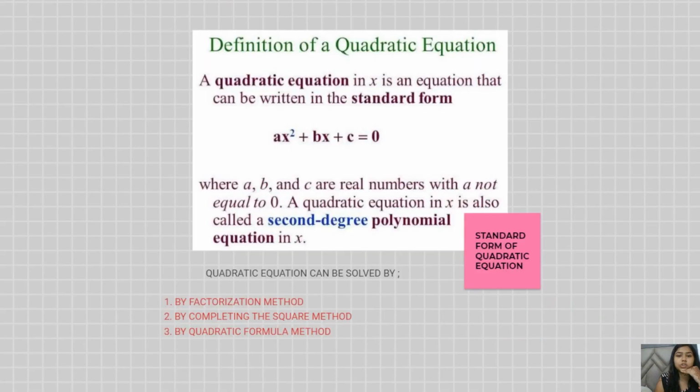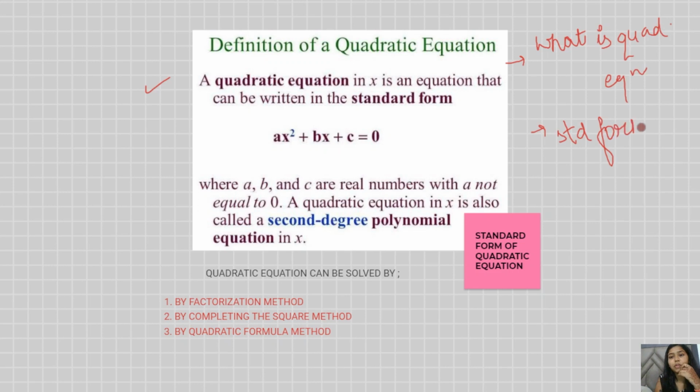Now let's move to the definition, what a quadratic equation actually means. In this chapter we will be studying what a quadratic equation is and what the standard form of the quadratic equation is. We are also going to study certain other methods which are used to solve those quadratic equations, right? So the standard form of a quadratic equation is ax square plus bx plus c.